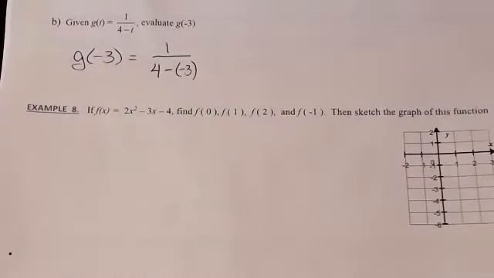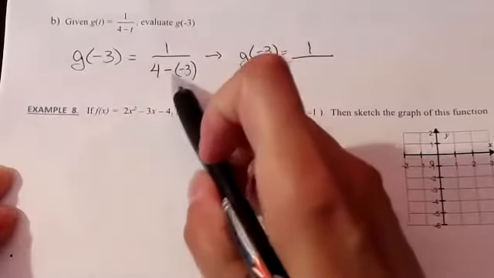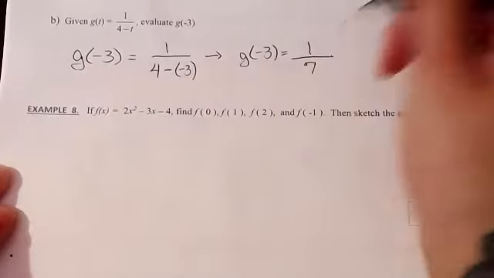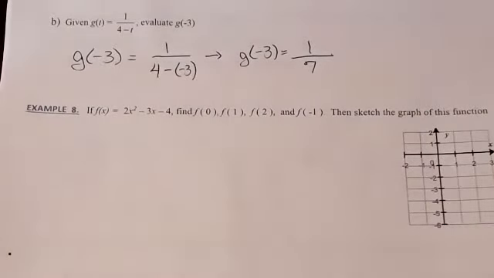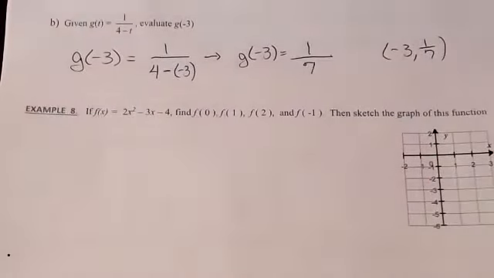Notice I use parentheses around the -3 because my denominator says 4 minus t. T is -3. So we want to make sure we don't accidentally erase a sign or lose something. I like to use parentheses so that we don't lose that negative. Now all we have to do is do the math. So g of -3 is going to be 1 over 4 minus -3. That's 4 plus 3, which is 7. So my function evaluated at -3 becomes 1/7. So for instance, the point (-3, 1/7) is somewhere on this particular function.